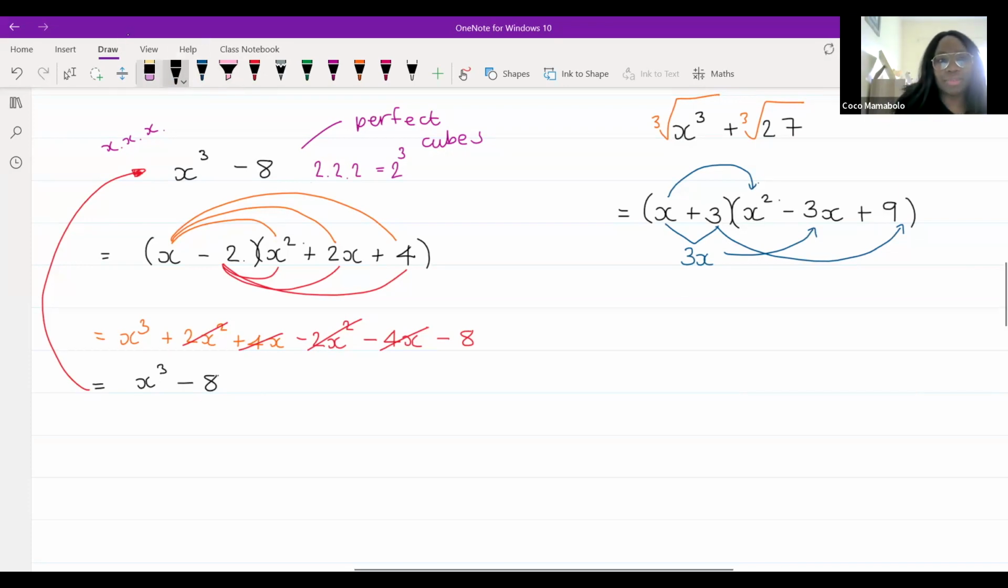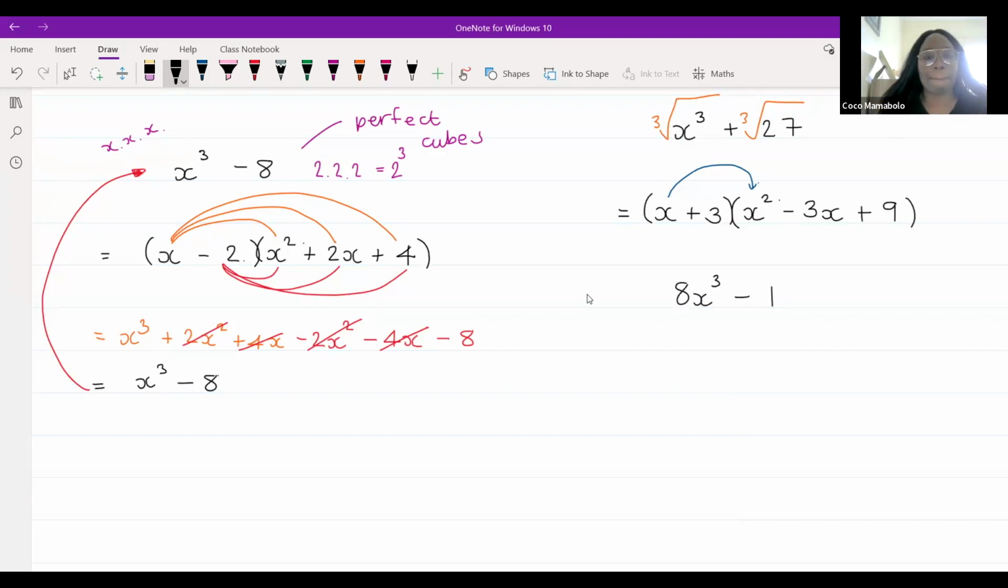I feel like we're going to get into the groove of this quite nicely. Shall we do another one? Are we all good to do another one? Yes? Beautiful. Okay, let's up the ante a little bit more. I want us to do this: 8x cubed minus 1. All right, let's factorize, ladies and gents. I'll give everybody 2 minutes. Show me what you got, guys.